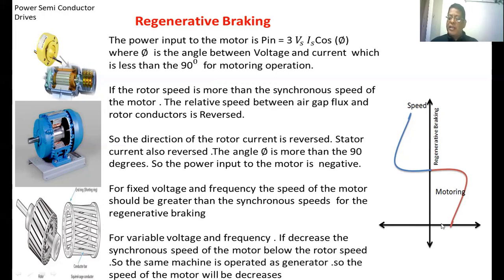These are the speed-torque characteristics of motoring operation as well as regenerative braking operation. See, this is the synchronous speed. Below the synchronous speed, if the rotor speed is there, it will act as a motor. If the rotor speed is above the synchronous speed, then it will act as a regenerative brake. These are the characteristics of regenerative braking.